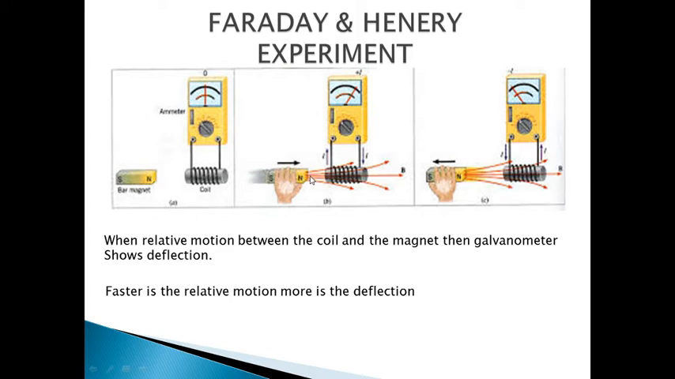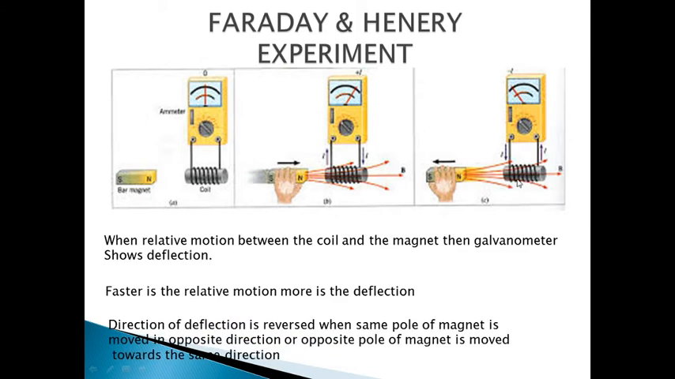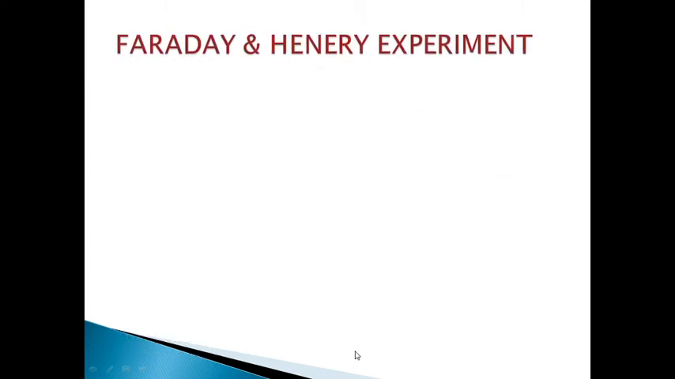And when you're moving your hand, you see the magnetic field lines. If you're going closer, the number of field lines passing through the coil is increasing. When you're going away, the number of field lines crossing the coil is decreasing. The direction of deflection is reversed when the same pole of the magnet is moved in the opposite direction, or the opposite pole of the magnet is moved in the same direction.